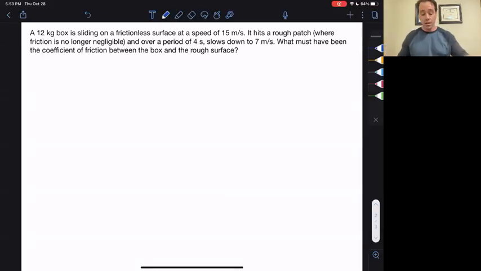Here we are once again solving a very, very difficult physics problem. Just kidding. This one actually isn't that bad.